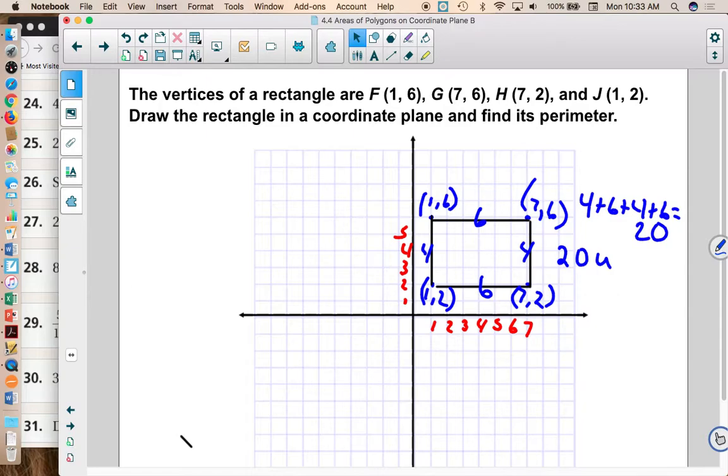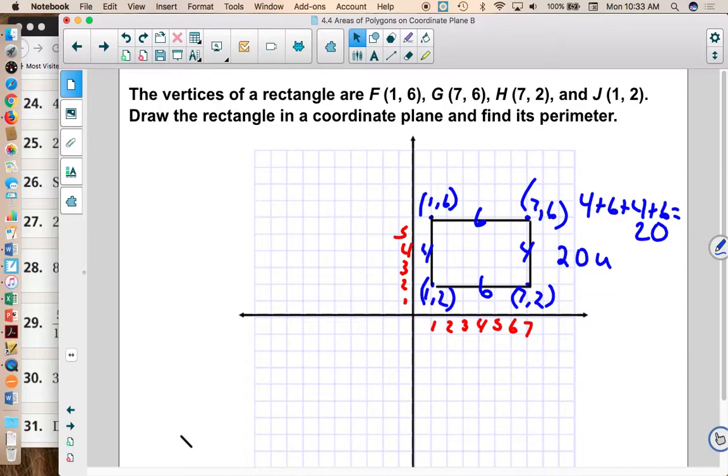Perimeter is used a lot. How many of you live where you have a backyard? Not everybody does. If you live in an apartment, you might not have one. How many of your backyards are fenced? I have a fence in my backyard, but not around the whole yard.